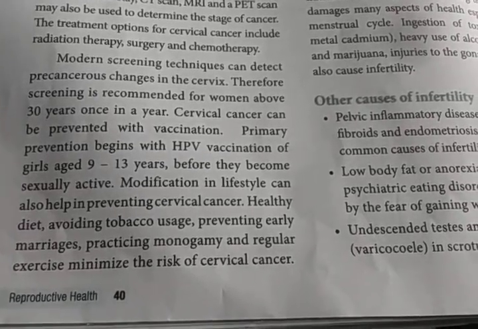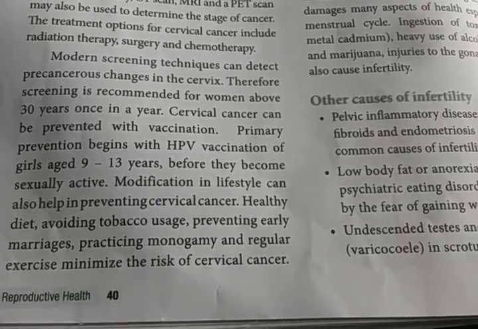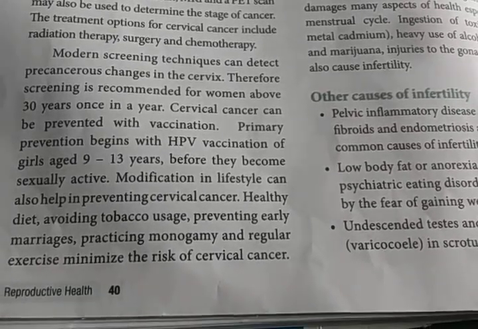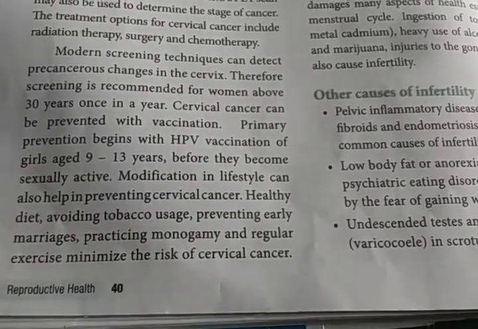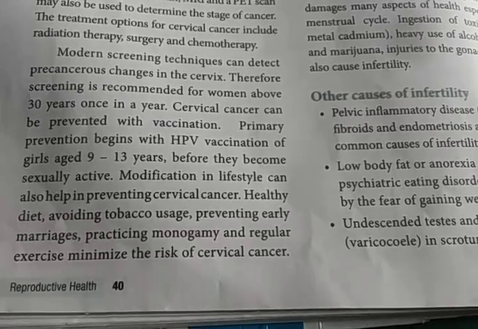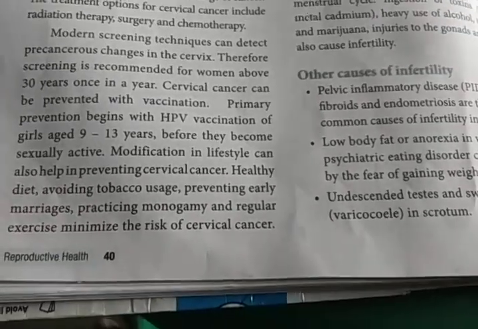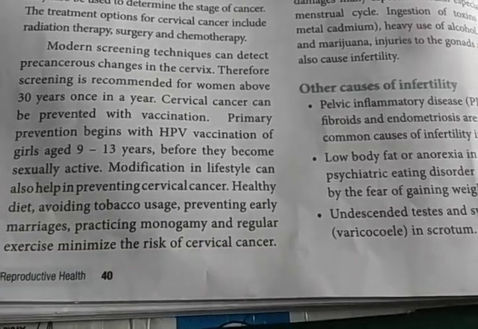Primary prevention begins with human papilloma virus vaccination of girls aged 9 to 13 years. So for those who are attaining that age stage, we can give this vaccination as primary prevention, in the age group of girls 9 to 13 years, before they become sexually active.